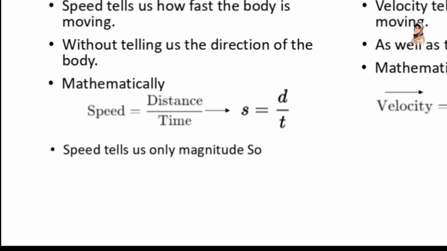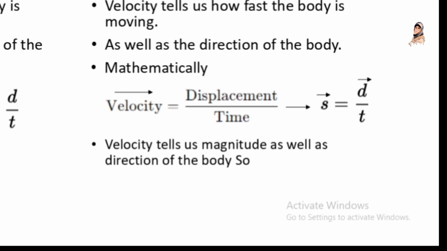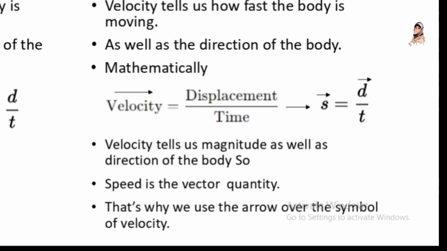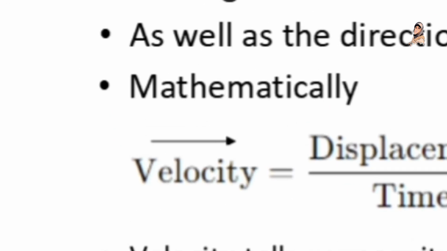Well, speed tells us only magnitude, so speed is a scalar quantity, while velocity tells us magnitude as well as the direction of the body, so velocity is a vector quantity. That's why we use the arrow over the symbol of velocity.